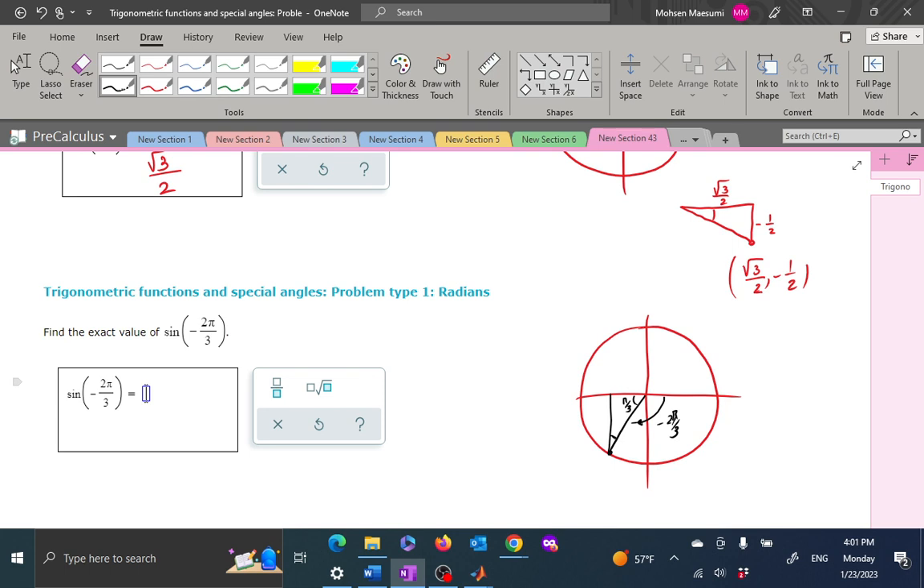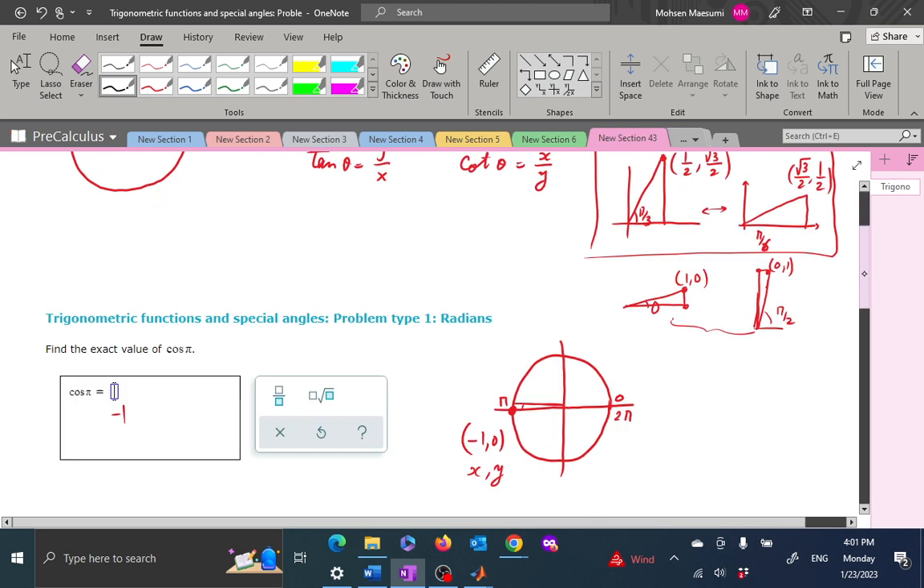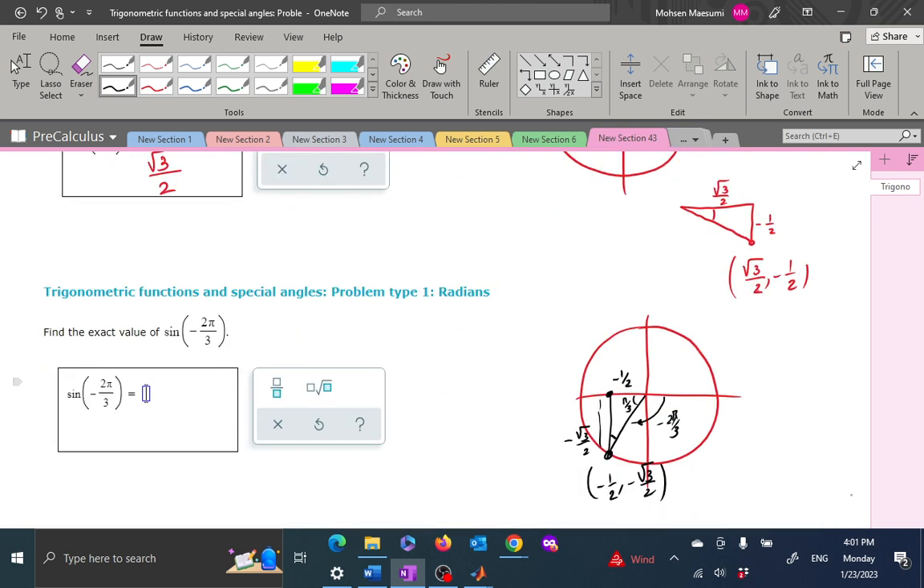In front of 30 degrees or pi over 6 was a half, because we are going to the left, this becomes minus a half there. This location becomes minus a half. Because we are going down, this is also minus radical 3 over 2. So the coordinate of this point overall becomes minus a half and minus radical 3 over 2. Always double check if these quantities are supposed to be positive or negative. Sine was the y quantity. That was the definition of sine, the y quantity. So it becomes minus radical 3 over 2.